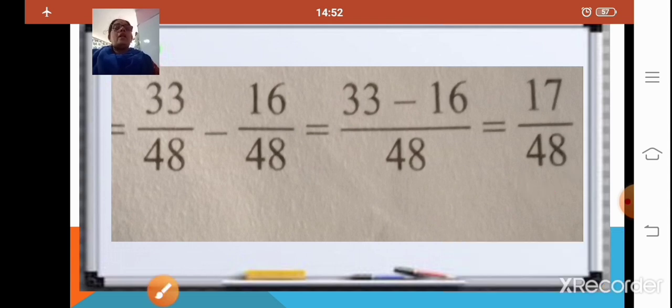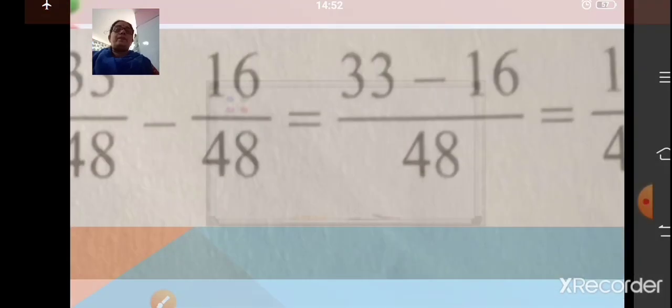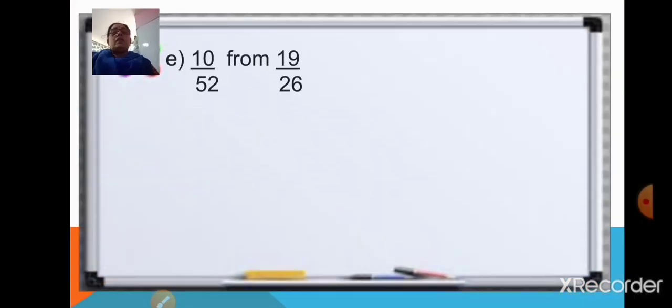Okay. Now 17 and 48. 17 is a prime number. So you cannot reduce this further to the lowest term. Okay. Coming to the next sum.